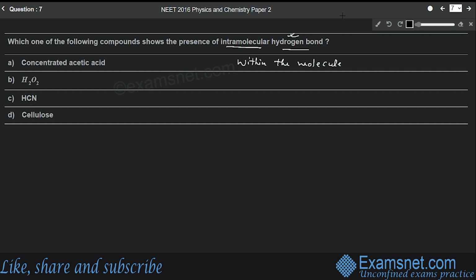So options are concentrated acetic acid, H2O2, HCN, and cellulose. We know that cellulose is a very complex molecule, therefore it contains hydrogen bond within the molecule also, whereas these three are simple molecules, so there are only intermolecular hydrogen bonds. Intermolecular hydrogen bonds are present in these molecules, whereas in cellulose intramolecular hydrogen bond is also present. So option D will be the correct answer.